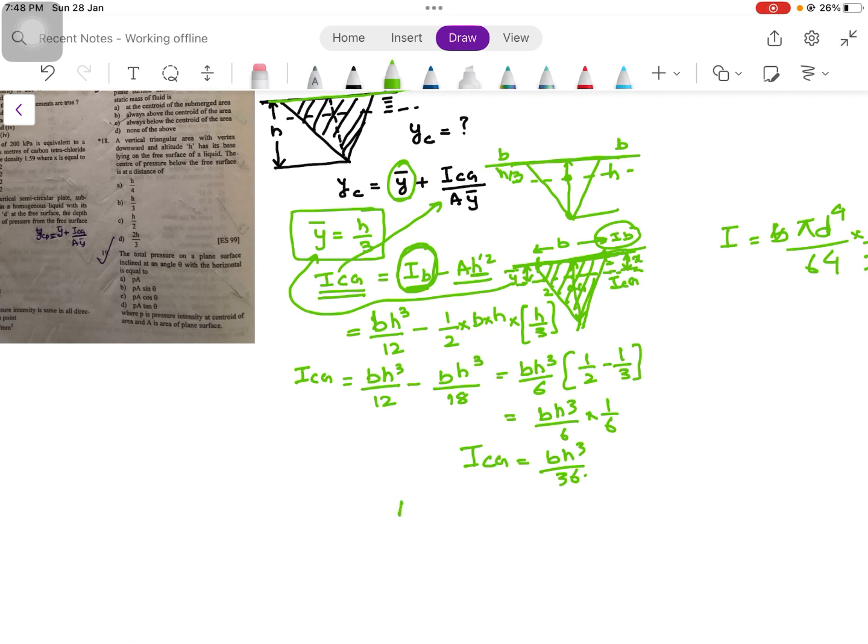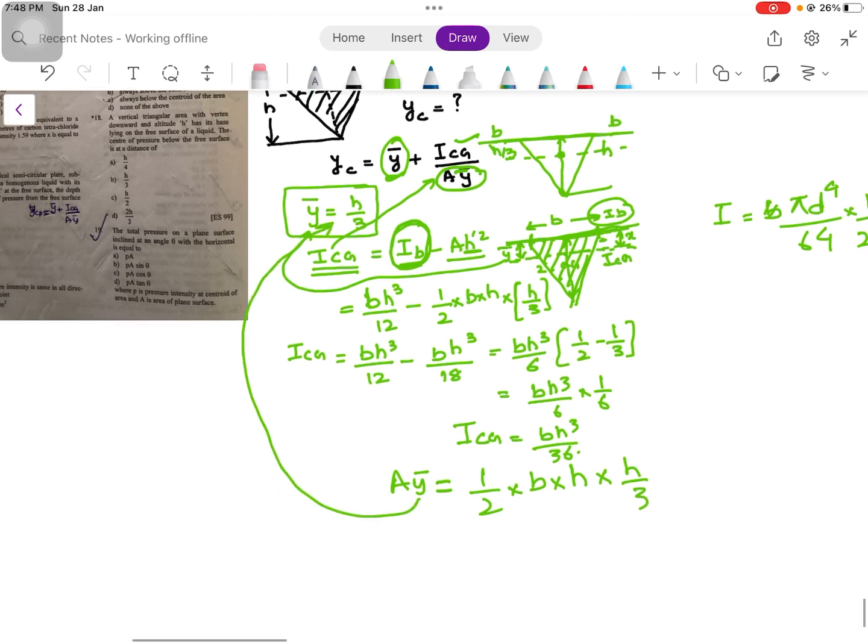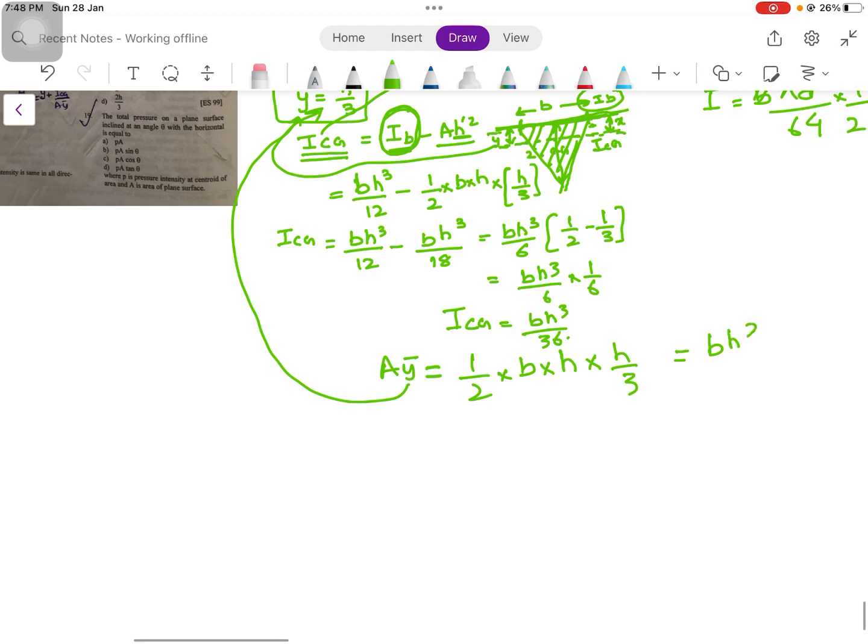Now the next term is A y bar. We have found out y bar, we have found out ICG. Now we need to find out this denominator A y bar. A is the area of the triangle, which is half of the width of base times the altitude, right? And y bar is the location of the centroid from the base, and that equals h upon 3, which we have found out earlier. So this equals bh squared upon 6.